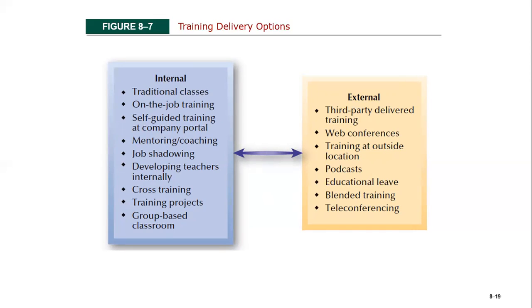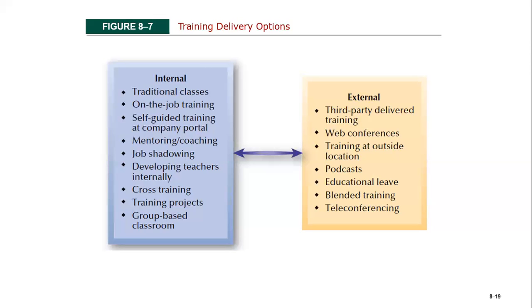The third type is self-guided training at company portals. Self-guided training is a form of training which is sometimes referred to as electronic learning, where you will find 10 minute videos, 5 minute videos. These videos are basically lectures or instructions. You might have experienced Coursera.